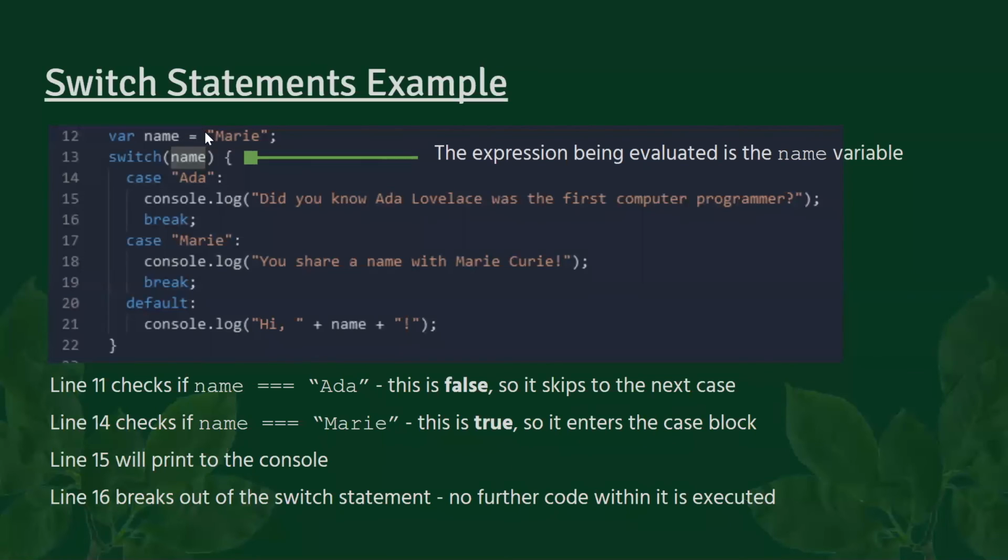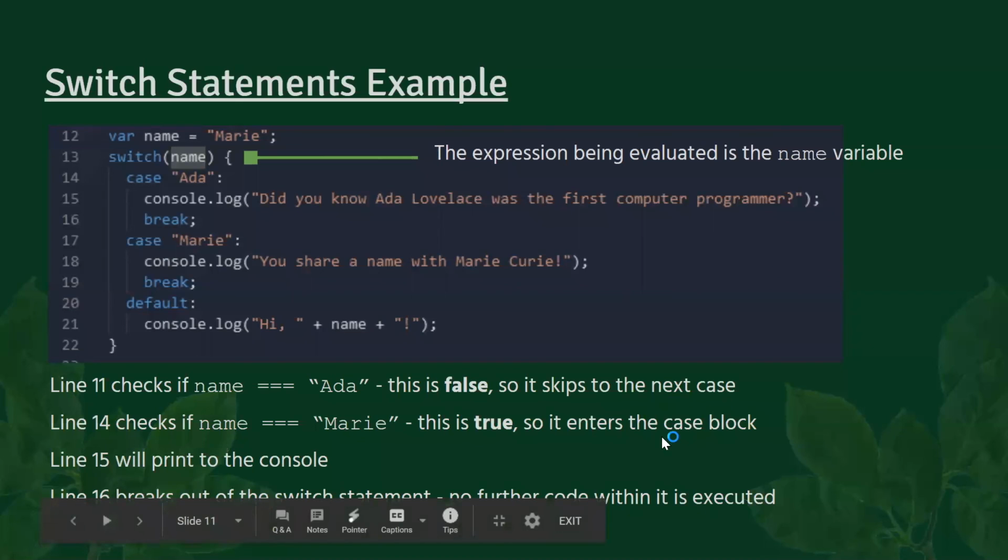In this case, the name is Marie. So we go to the case Ida, and it says the name is not Ida, so we ignore this. Then it goes to the case Marie, and the name is Marie, so it prints, you share a name with Marie Curie. But if the variable name was my name, Willa, it would say the name isn't Ida, so ignore this, and the name isn't Marie, so ignore that. So we print, hi, Willa, exclamation point. This is another example of our concatenated statements. Remember, we insert the variable with our plus signs.